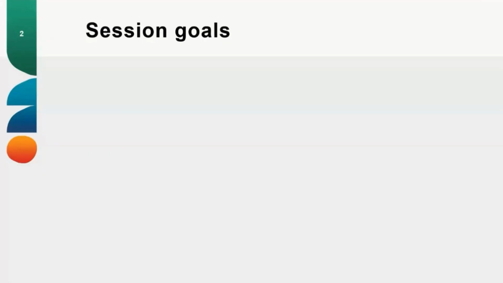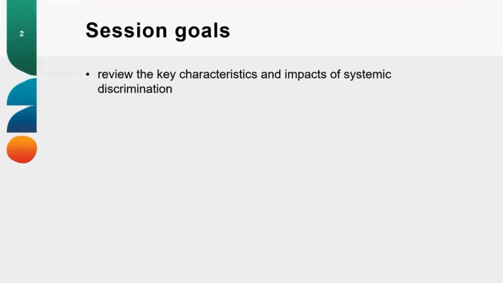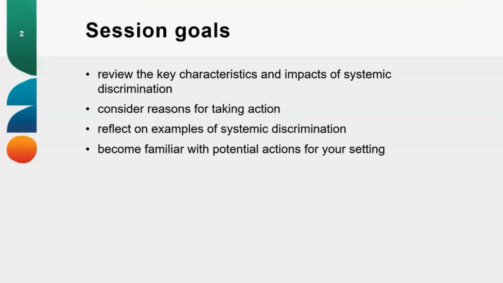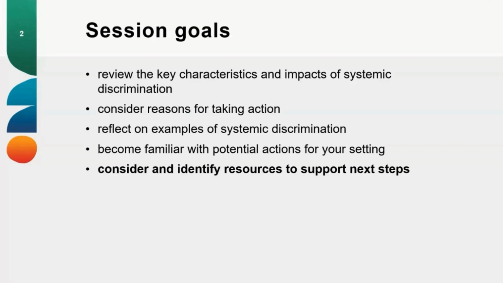Okay, let's take a look at the session goals from previous modules. In Module 2, we reviewed the key characteristics and impacts of systemic discrimination, and we considered reasons for taking action to address it. In Module 3, we reflected on examples of systemic discrimination. And in Module 4, we became familiar with potential actions for your settings, both in your organization and in daily life. In this final module, we will consider and identify some resources to support next steps.